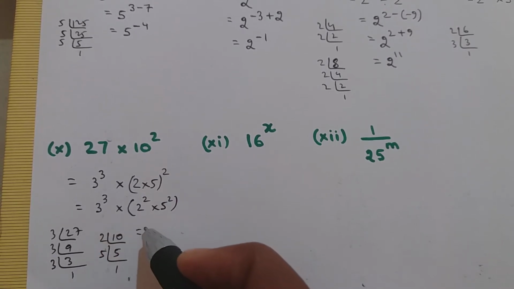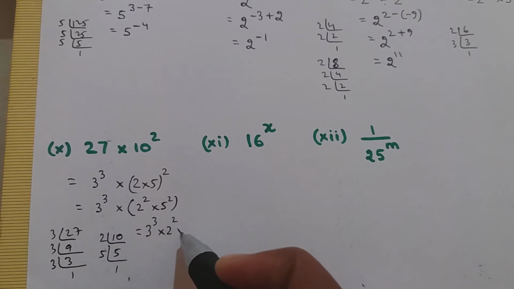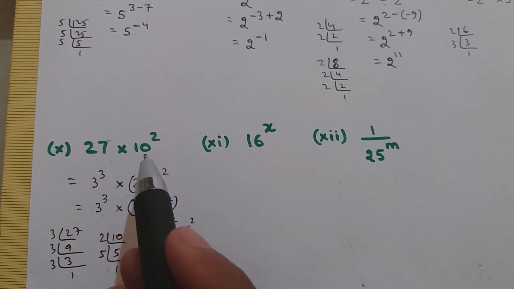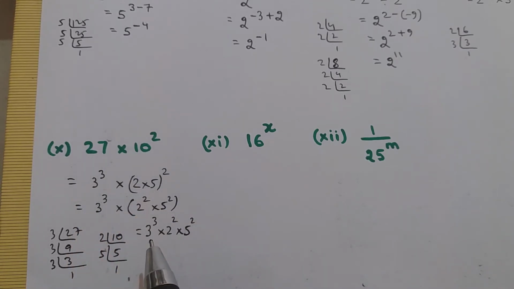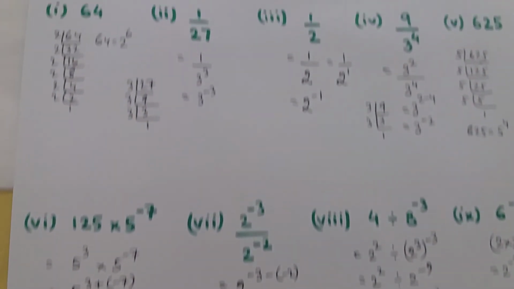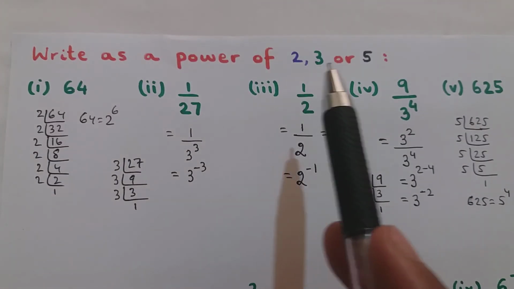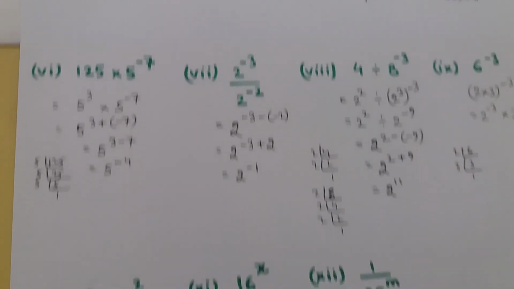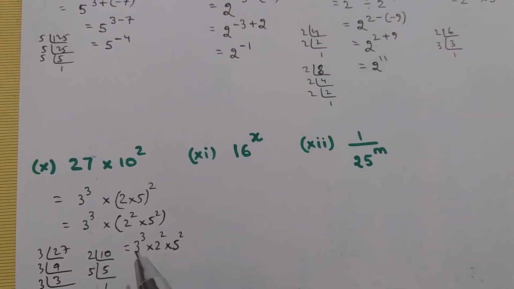So this is 3 raised to the power 3 into 2 raised to the power 2 into 5 raised to the power 2. So I have written 27 into 10 square as a power of 2, 3 and 5. It is 3 cube into 2 square into 5 square.